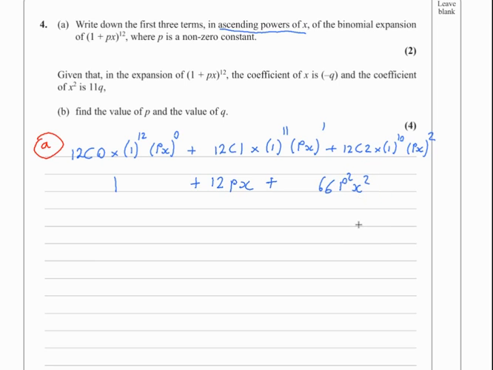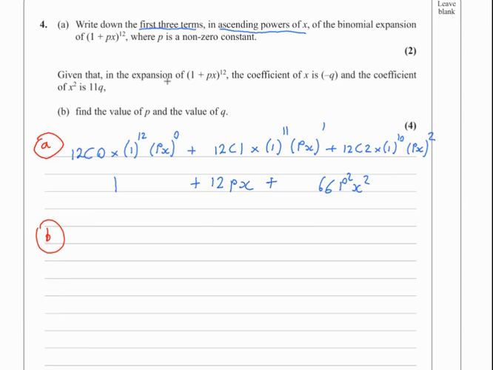So notice how I'm being very, very careful. I'm not trying to make any mistakes. I'm putting it all into my calculator, being systematic. And that is part A all done. They just asked for the first 3 terms, and 1, funnily enough, counts as a term.